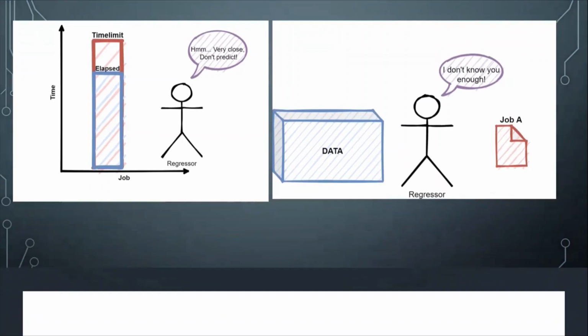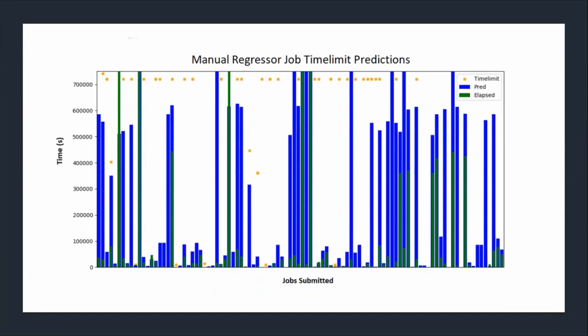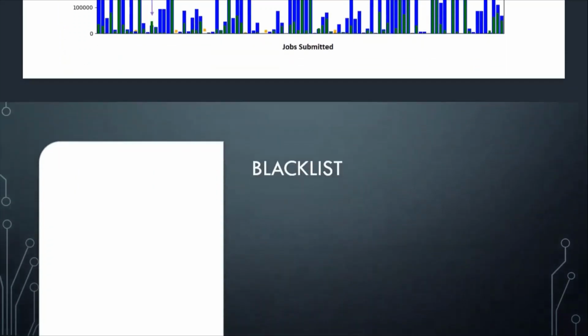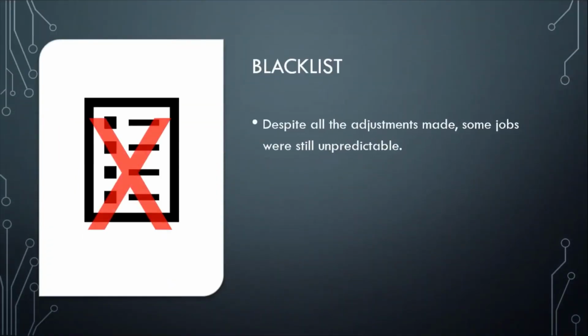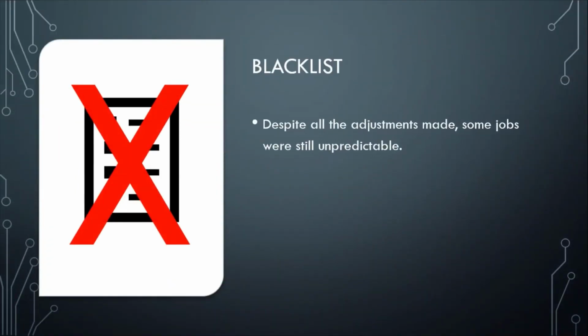The weak point of this model was that it could not predict a job that elapsed more than the maximum time in past jobs. Despite all the adjustments made, some jobs were still unpredictable. To avoid this, these jobs have been blacklisted. In this way, with a one-time causality, these unpredictable jobs are considered while making predictions.